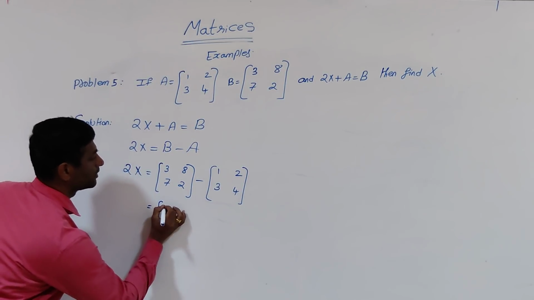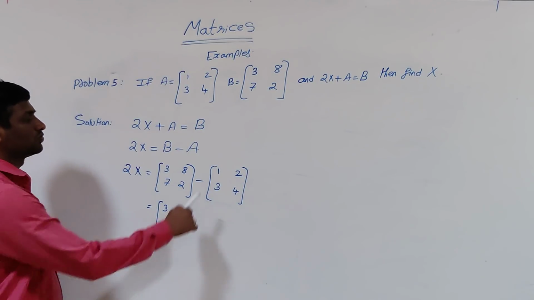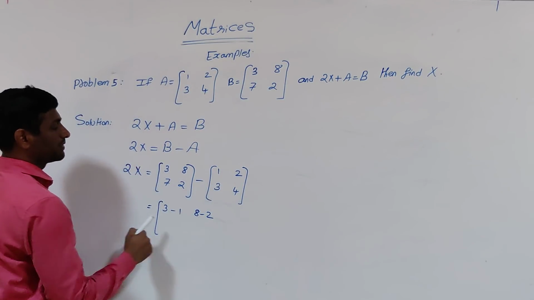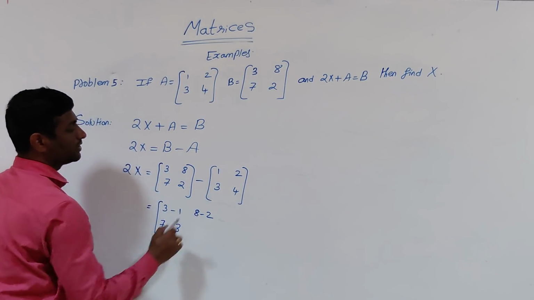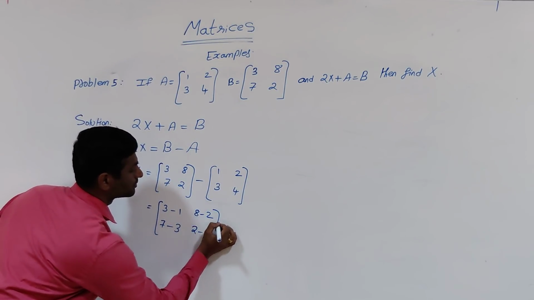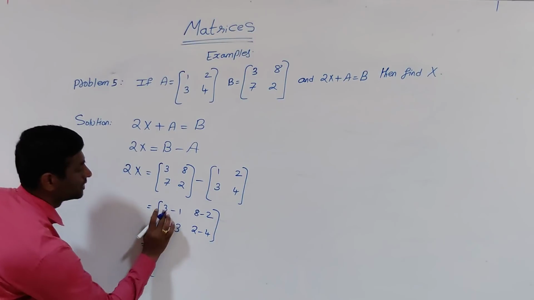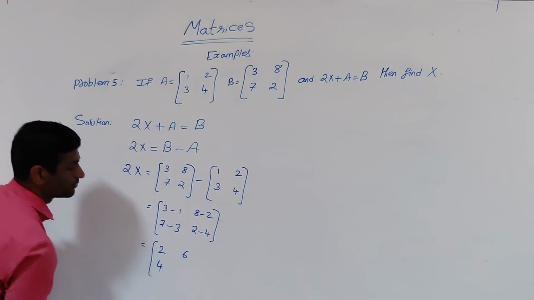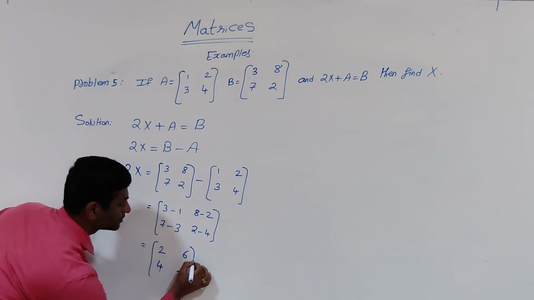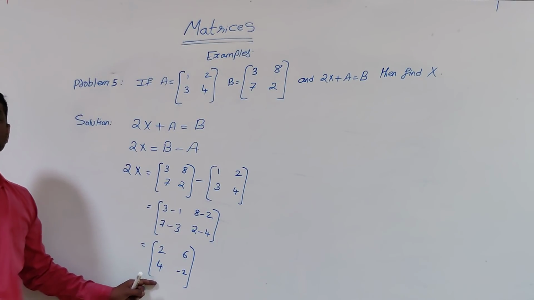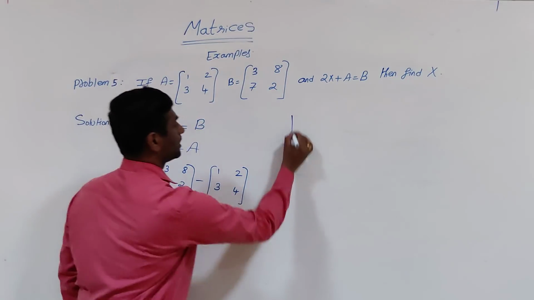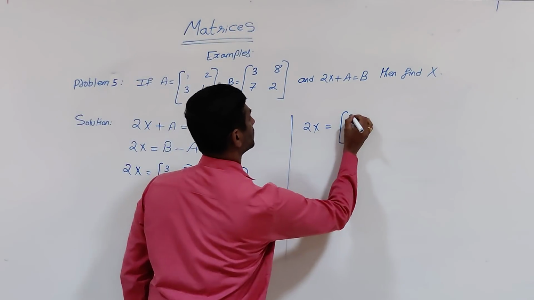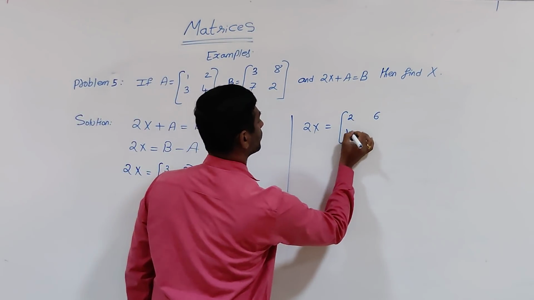That gives 3 minus 1. Means 1 is subtracted from 3. 2 is subtracted from 8. 3 is subtracted from 7. And 4 is subtracted from 2. That gives 3 minus 1, 2, 8 minus 2, 6, 7 minus 3, 4, and 2 minus 4, minus 2. So, which is a new matrix of the same size 2 by 2. Now, 2X is equal to what matrix we got: 2, 6, 4, minus 2.